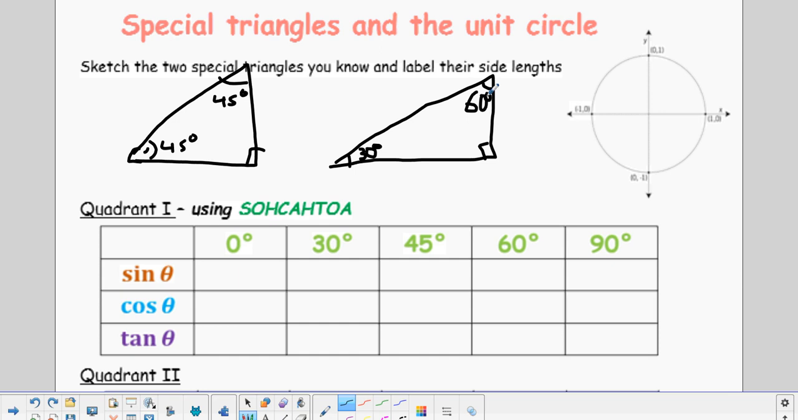What's our side length for the 45? 1 over root 2. And for the 60? 1/2, yeah. Root 3 is like 1 point something, so that's why it's not the hypotenuse. And I've got this here just in case it comes up: 1, 1, root 2.